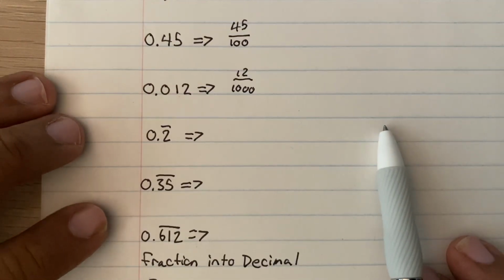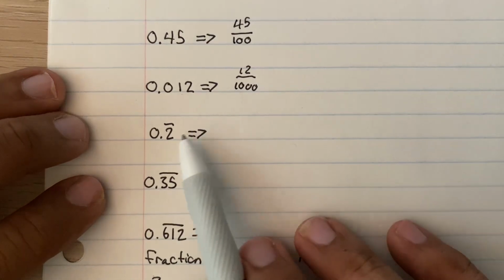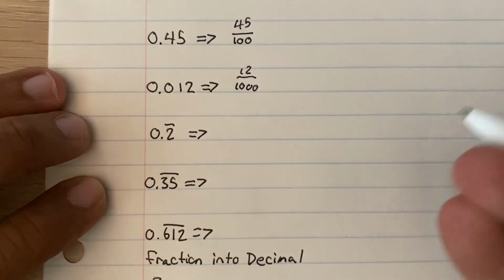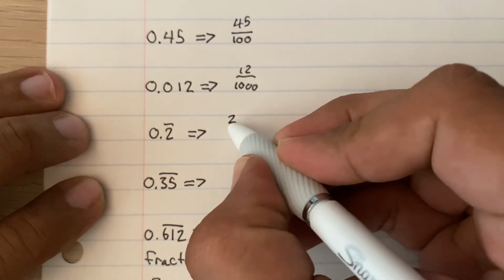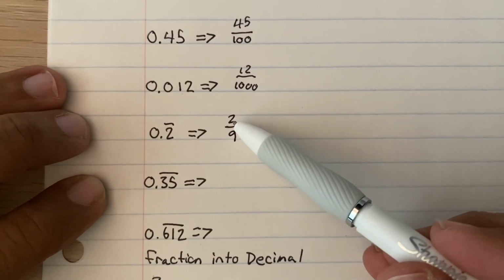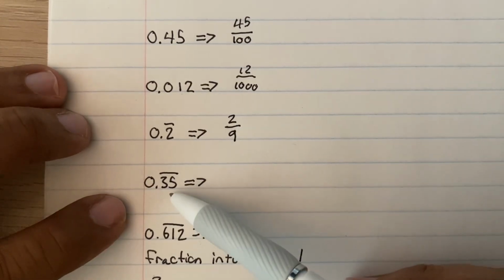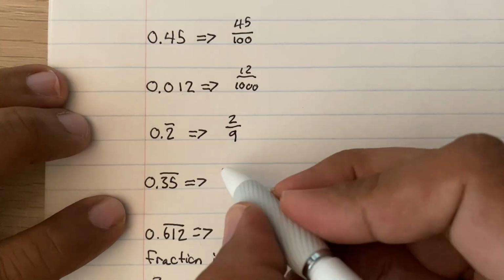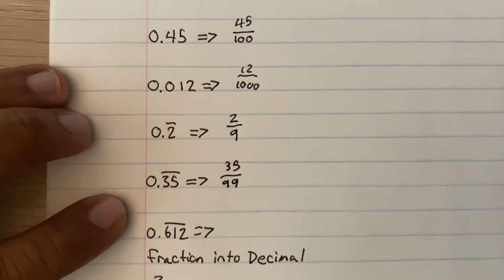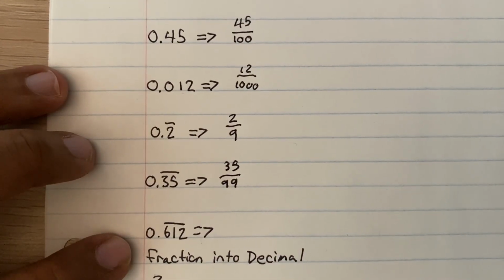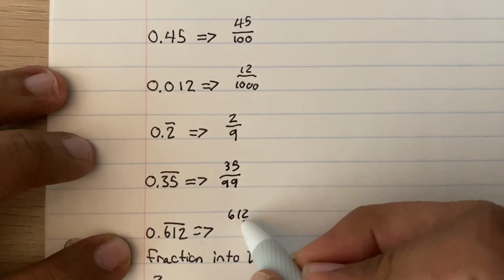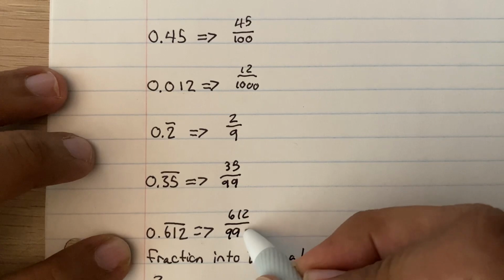All right. Now let's talk about repeated decimals. So when this occurs, it's going to be 2/9. A 9 causes the 2 to repeat over and over again. What about 35? This would be 35/99. Then this one, 612, repeated over and over again. This would be 612/999.